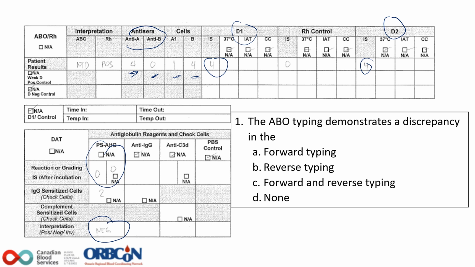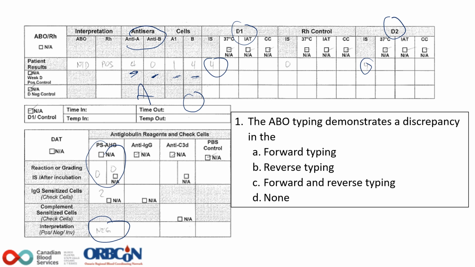So when we're looking at this and trying to answer the first question, ABO typing demonstrates a discrepancy in the blank. When thinking about the discrepancy, we have to think about where obviously the discrepant reaction is. Most often texts will look at the strength of reactivity as an indicator, but the reality is you should really think about the forward and the reverse typing separately and think about whether or not they jive together. In this particular case, the forward typing presents as a group A, the reverse typing presents as a group O. So the question becomes, which of these is the discrepant one?